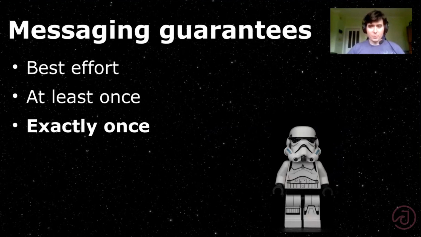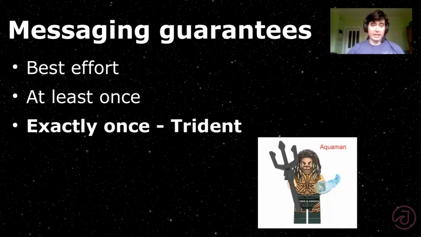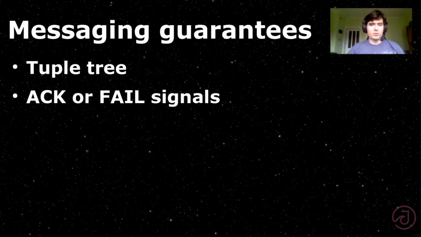We need Aquaman, because he has a trident. And Trident is an extension for Storm that supports this fully stateful model. And then you've got this guarantee that every tuple will be processed only once. However, you get this persistence under the hood, so the performance will be decreased in comparison to the best effort and at least once models. And how are these models provided in Storm?